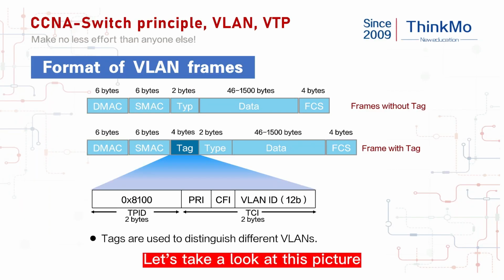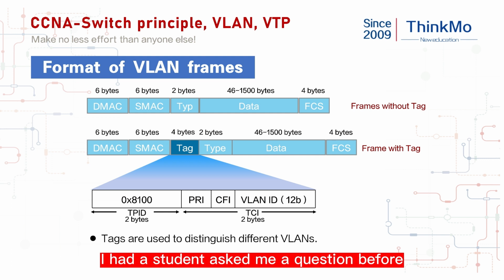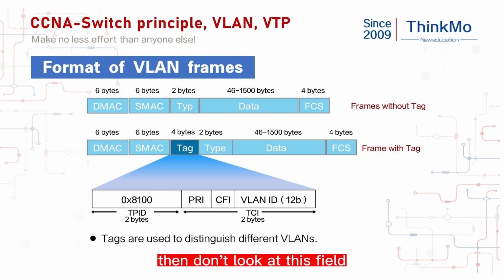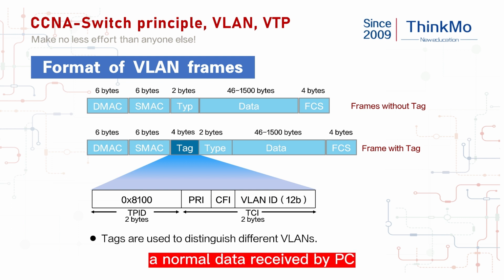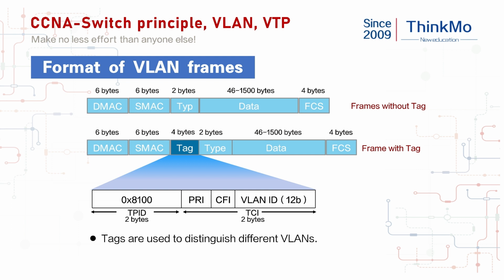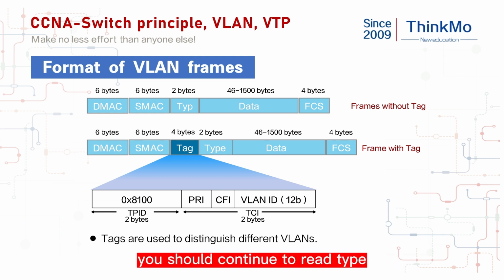Let's take a look at this picture. First you need to know that a PC can't recognize a tag. I had a student ask me this question before. The PC does not recognize the tag, so it doesn't look at this field. It just skips it. What I want to say is, our equipment is not so smart. The data frame is read by the device as 01010101, a normal data frame received by the PC. After reading the destination MAC and source MAC, it continues to read the type.